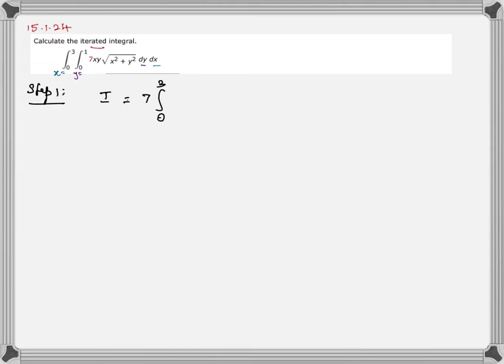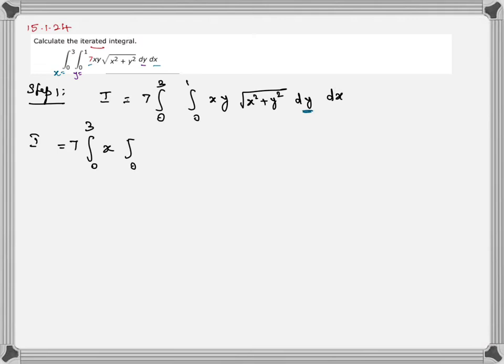So notice here 7 is a constant, so 7 can be pulled out of the integral sign. So it's 7 times the integral from 0 to 3, integral from 0 to 1, xy times the square root of x squared plus y squared dy dx. Then I is 7 times the integral from 0 to 3, and x can be taken out because the inner integral is only with respect to y. So x can be taken out of the inner integral, but still within the integral for x.